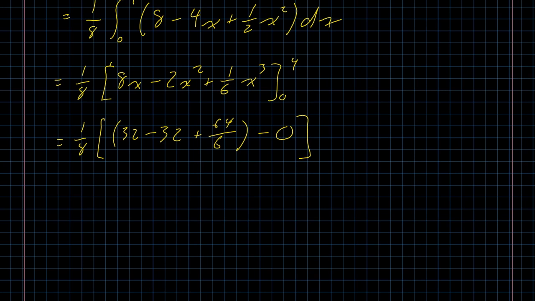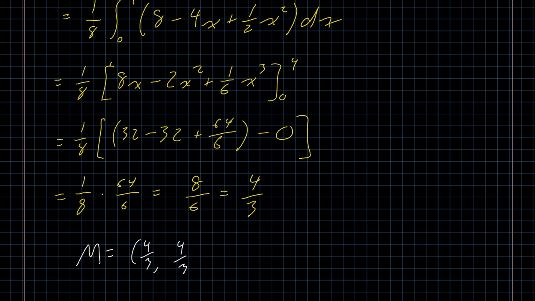All right, the arithmetic here works out really nicely. 32 minus 32 is 0. 0 minus 0 is 0. 0 plus 64 over 6 is just 64 over 6. So I've got 1/8 times 64 over 6, which is 8 over 6. And that reduces to 4/3, exactly the value that I said it was going to be from the geometric approach. Let's finish this problem up by saying that the centroid is the point (4/3, 4/3).